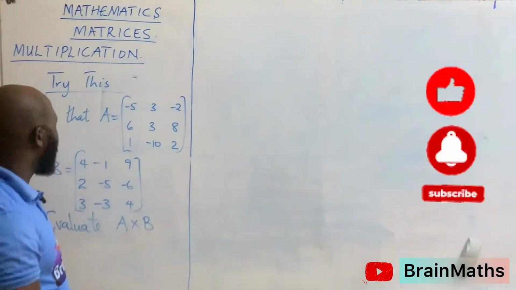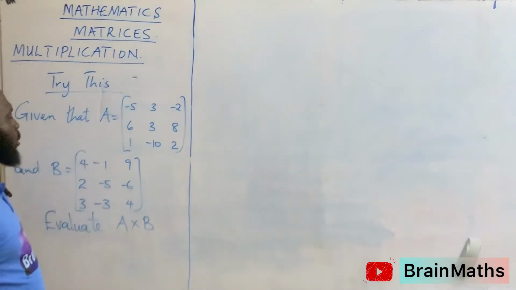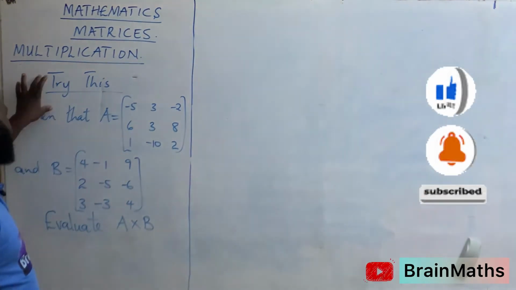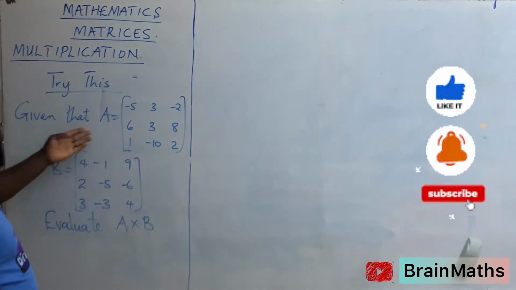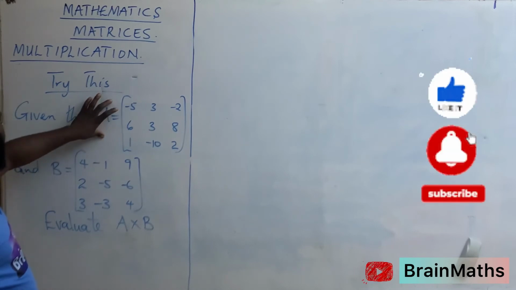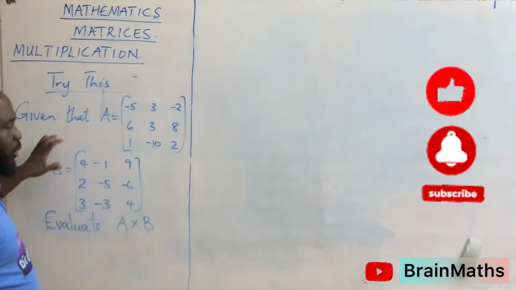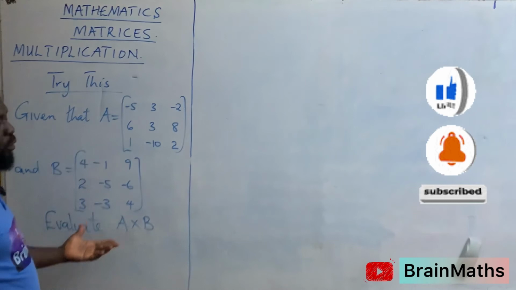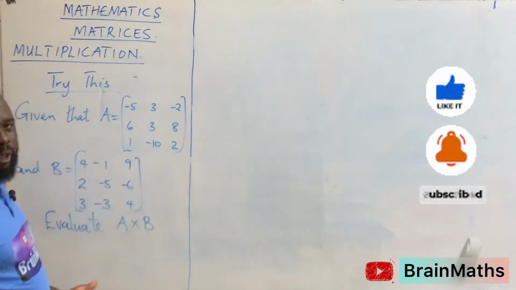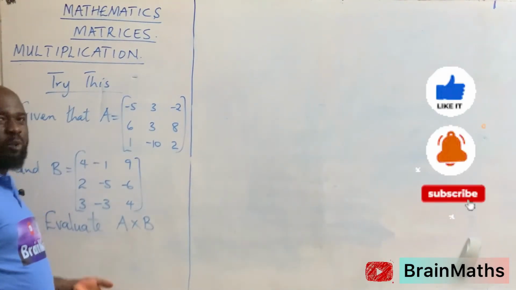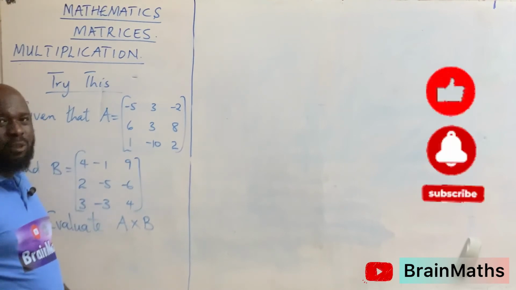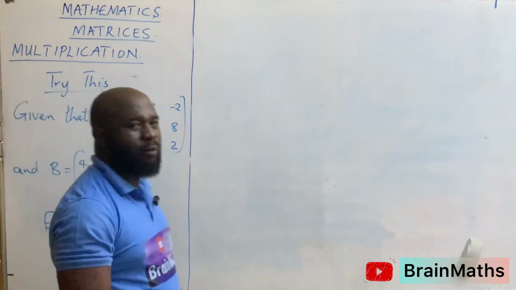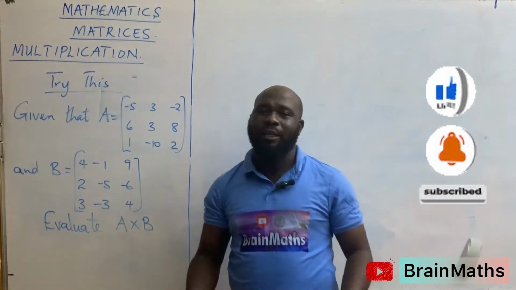As usual, I'll be leaving you with this one question on the board. We are having a 3 by 3 matrix multiplying another 3 by 3 matrix. So try to take your time in mapping the right one with the corresponding one on the other side so as to get a very nice answer at the end of the day.